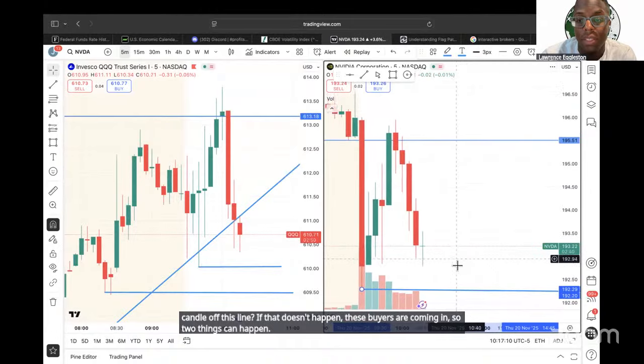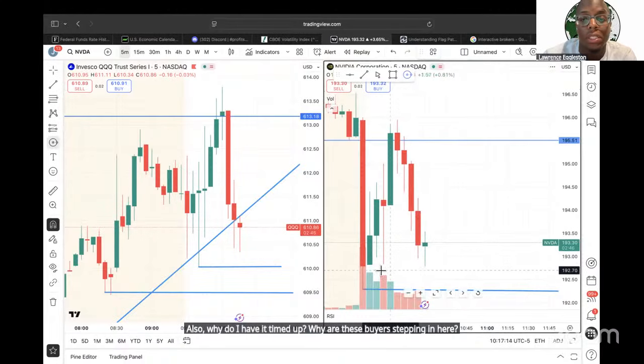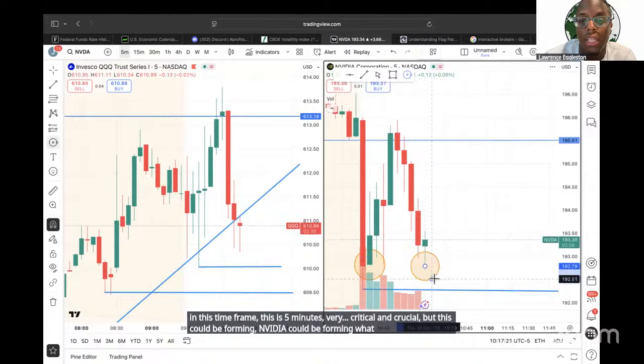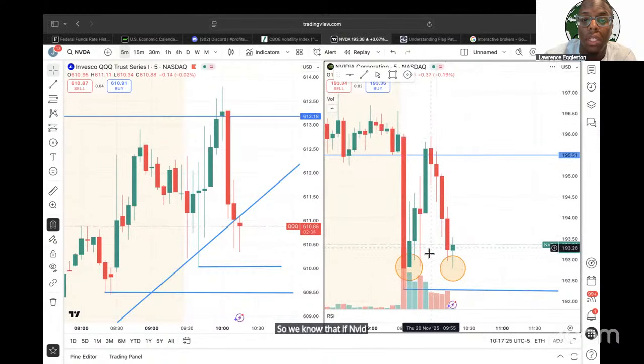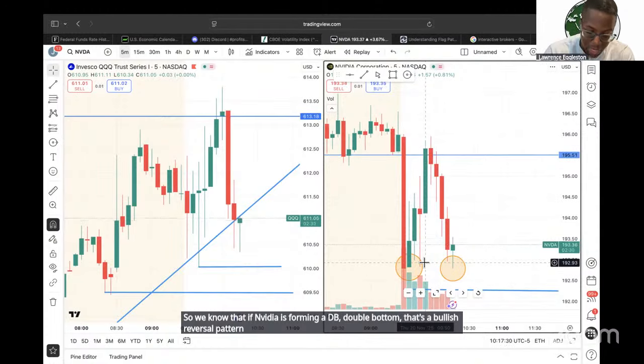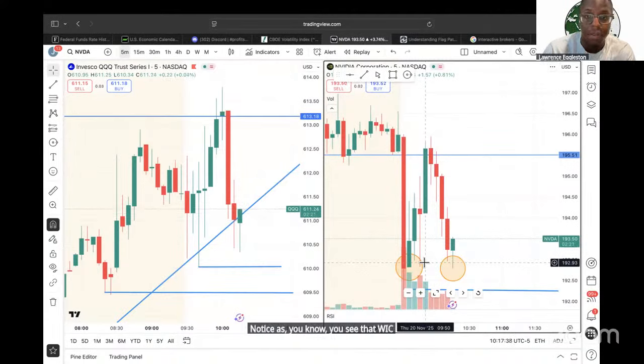Also, why do I have it timed up? Why are these buyers stepping in here? Well, in this time frame, this is a 5 minutes, very critical and crucial. But Nvidia could be forming what we call a DB, a double bottom. So we know that if Nvidia is forming a DB, double bottom, that's a bullish reversal pattern. So we got to keep that in mind here beneath this 611. So if Nvidia doesn't, notice as you see that wick, we're back here to 611. It's a dog fight at those levels.